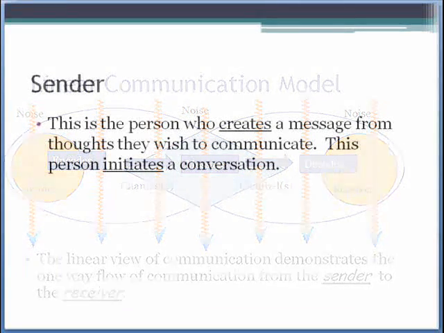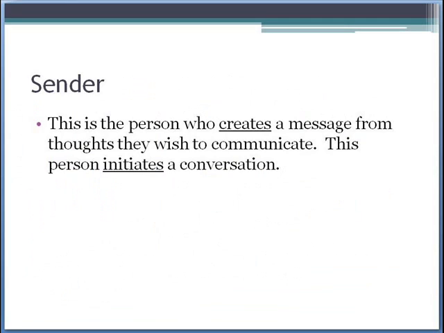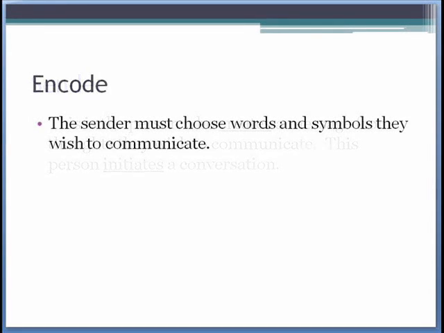The linear communication model starts with the sender. This is the person who has a desire to communicate thoughts or feelings to another person, and hence initiates a conversation. The sender must then encode a message by choosing words and symbols they wish to communicate.